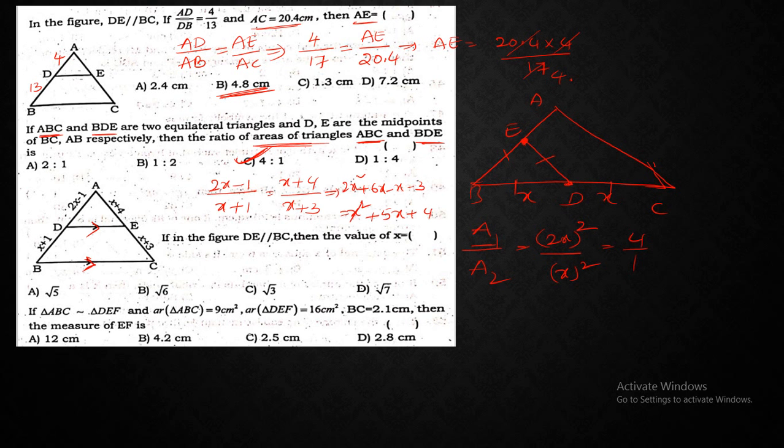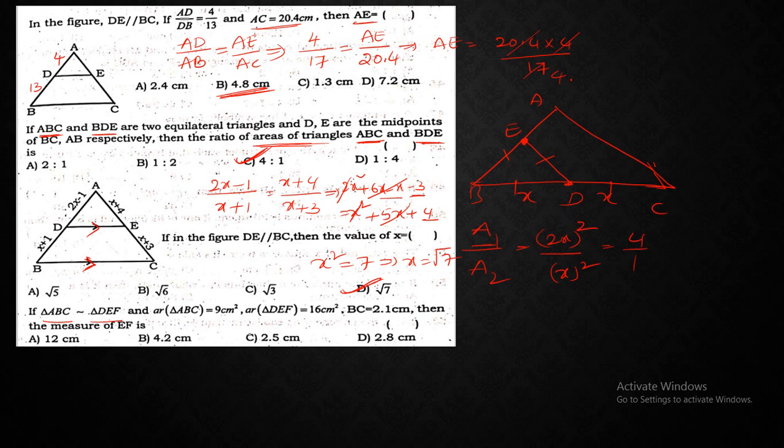Now x square gets cancelled. Now 6x minus x is 5x, so 5x gets cancelled. Finally, what I am left with is x square. This minus 3, if I transpose, becomes plus 3. So 4 plus 3 is 7. So x square is equal to 7. So from this, x is equal to root 7. So the answer is root 7.